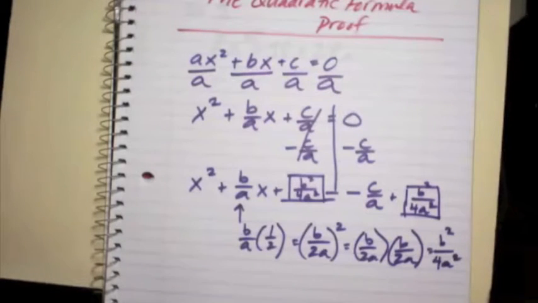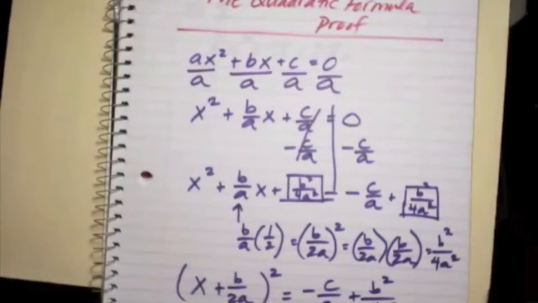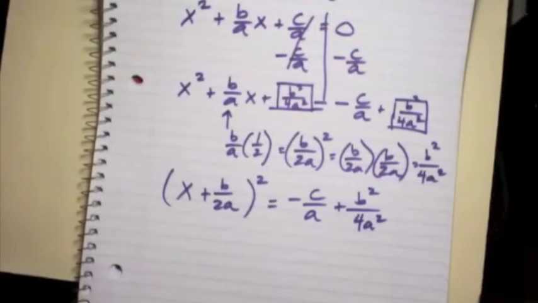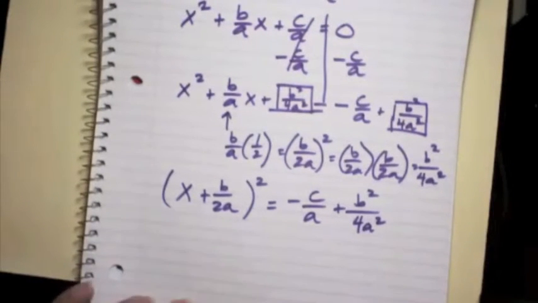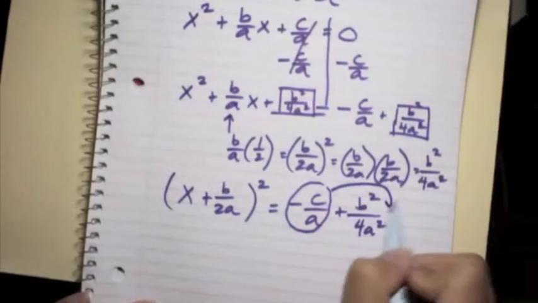Now we can factor the left side. This is x plus b over 2a quantity squared. On the right side, we'll have negative c over a plus b squared over 4a squared. We're going to clean this up a little bit. We know what the finished product is going to look like, so we're going to make it look a little bit more like that. I'm going to use the commutative property and move this over to the side.